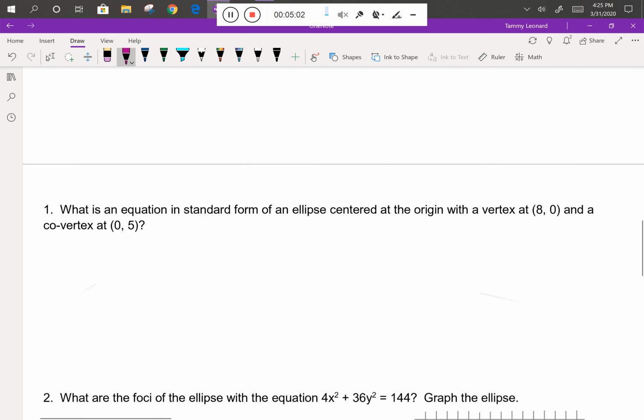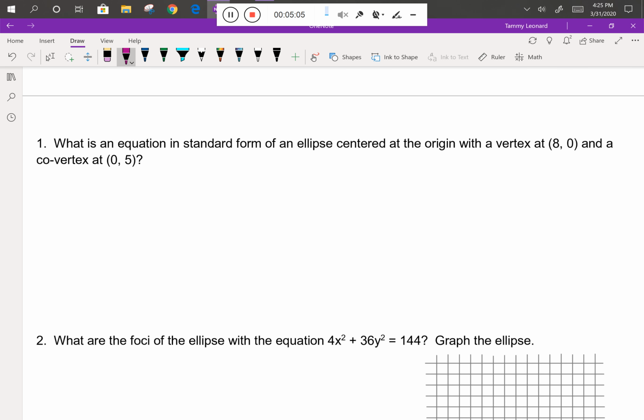All right, let's try some problems. The first one says, what is an equation in standard form of an ellipse centered at the origin with a vertex at (8, 0) and a co-vertex at (0, 5)? Just like we did with other shapes, it really helps if you start by making a sketch. So if I put my axes in and they tell me that my vertex is at (8, 0), I now know that (-8, 0) is the other end of my major axis, whereas my co-vertex is at (0, 5).